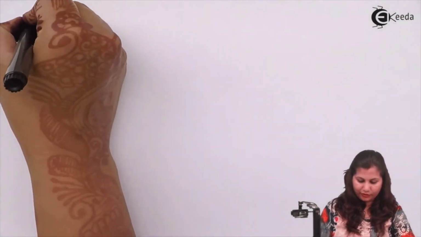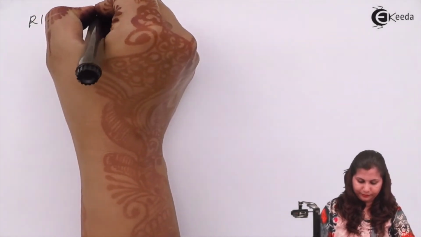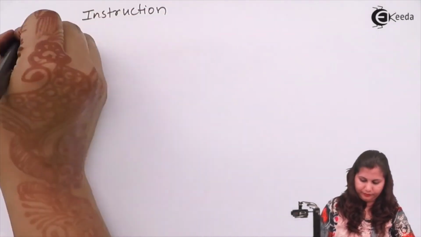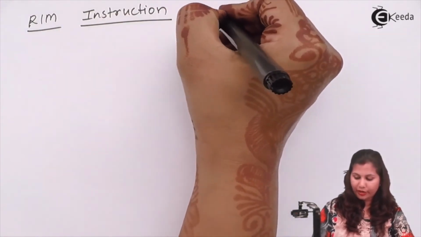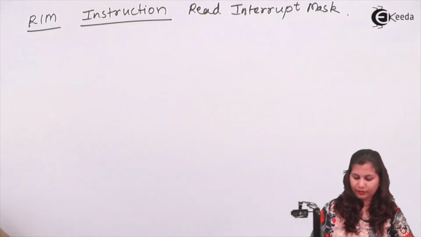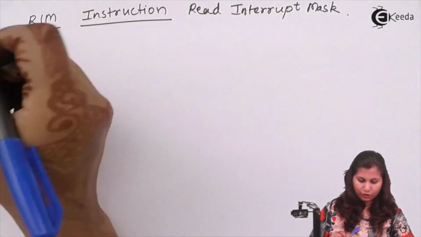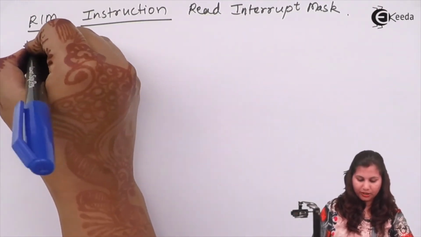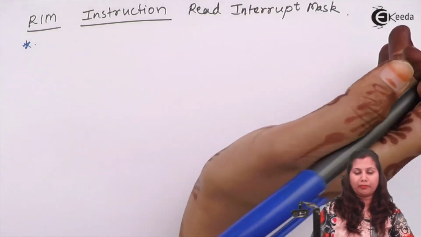The next instruction we have is the RIM instruction. The full form for this is read interrupt mask. This is used to read the status of the interrupt mask bits.